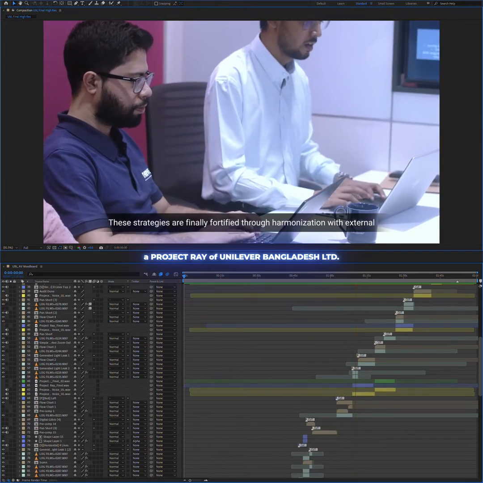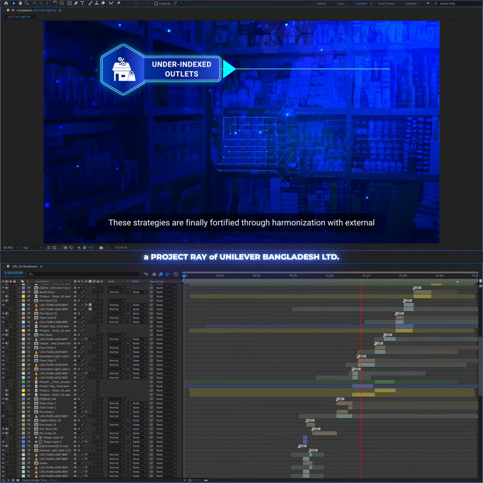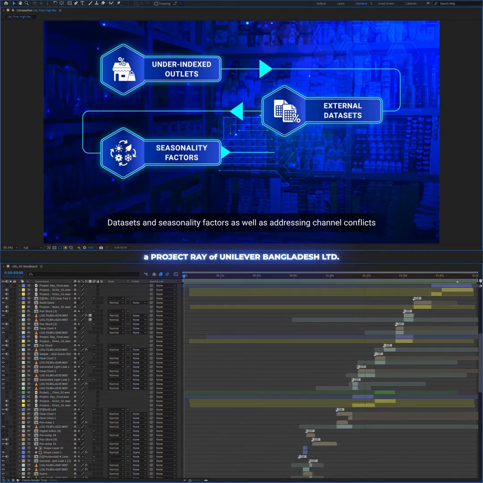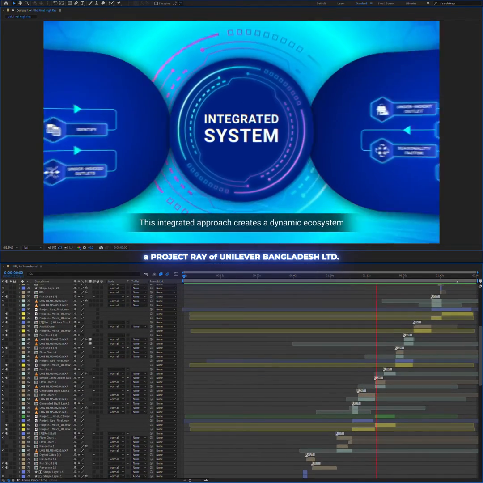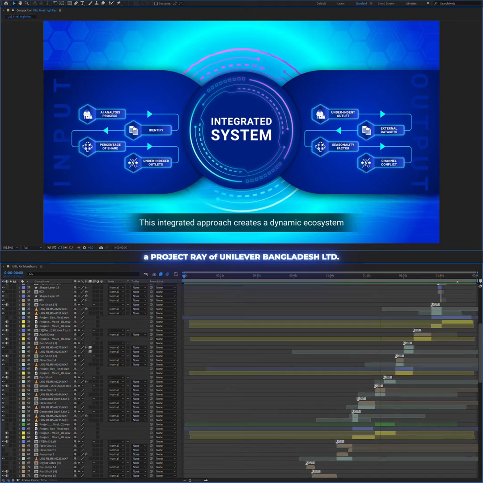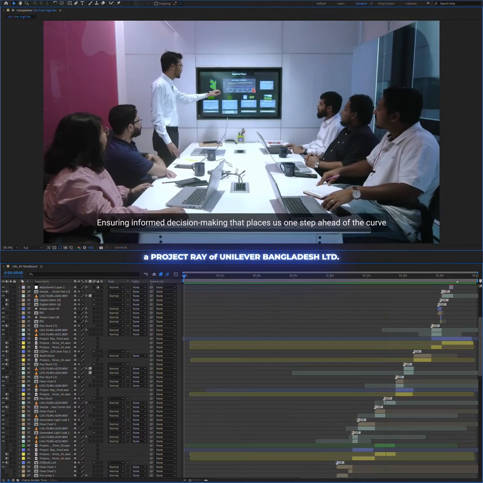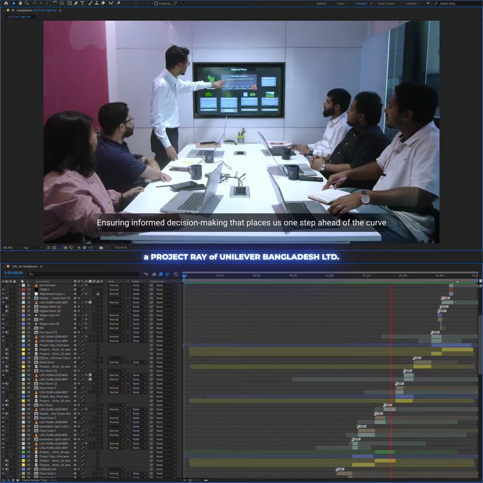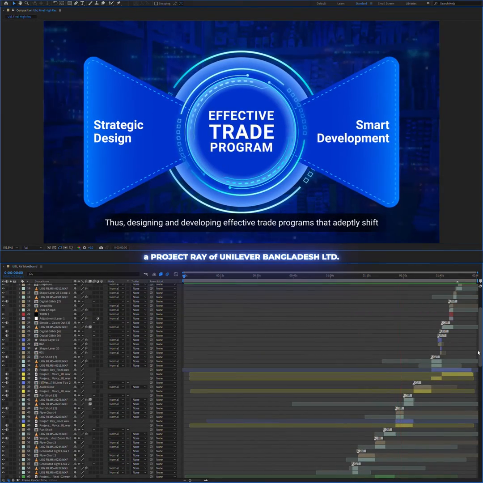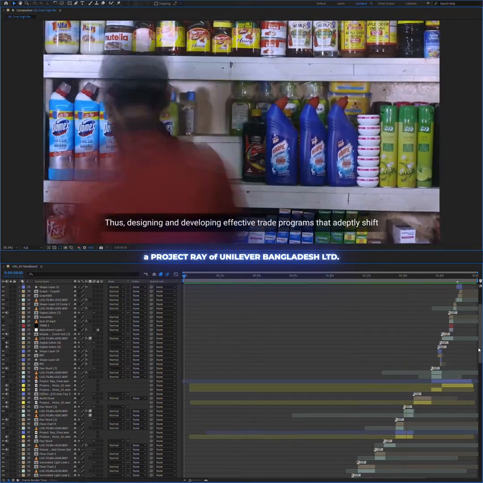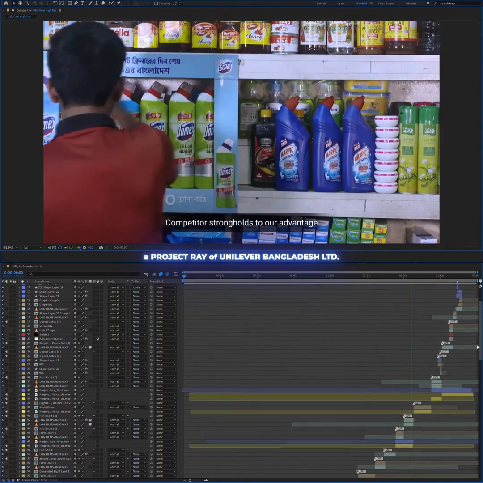These strategies are finally fortified through harmonization with external datasets and seasonality factors, as well as addressing channel conflicts. This integrated approach creates a dynamic ecosystem, ensuring informed decision-making that places us one step ahead of the curve. Thus, designing and developing effective trade programs that adaptively shift competitor strongholds to our advantage.